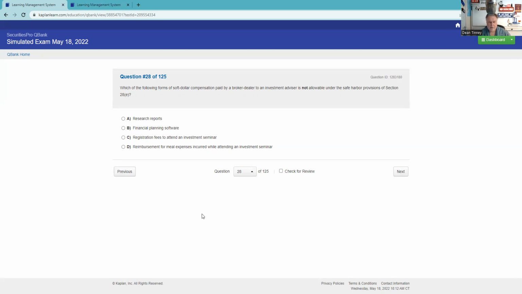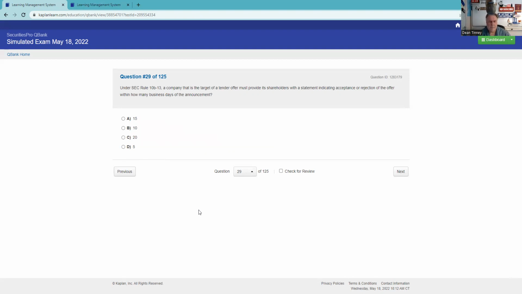Financial planning software, and let's look at other ones. Registration fees to attend an investment seminar, absolutely not a problem. D, reimbursement for meal expenses incurred while attending the investment seminar. I think that's more problematic, by the way, than financial planning software. Let's see if I get that right. I'm going to go with D because that sounds a little more problematic than B. And I don't like the financial planning software. I can make an argument that that would help the investment advisory firm help their clients. Remember, their clients are my clients on the broker-dealer side.